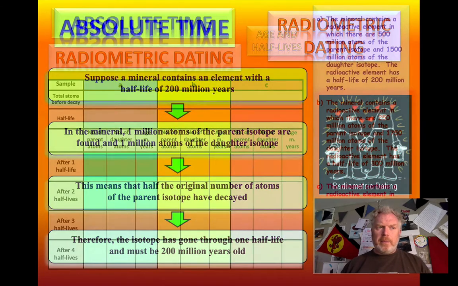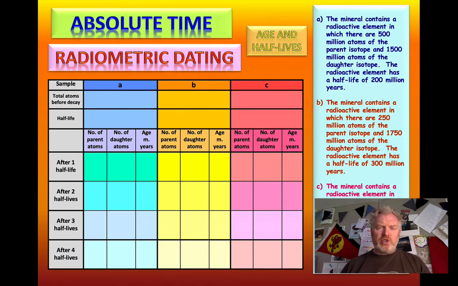Okay. If we have a look at page 21, question 14, we have here a table for you to fill out. There's some description then of the minerals in each sample. Let me start you off with mineral A. Now, mineral A, we're told there are 500 million atoms of parent, 1500 million atoms of daughter. So the number of atoms before decay has got to be those two added together. Whenever we look at the parent and daughter atoms, the two of them added together is what we start with.